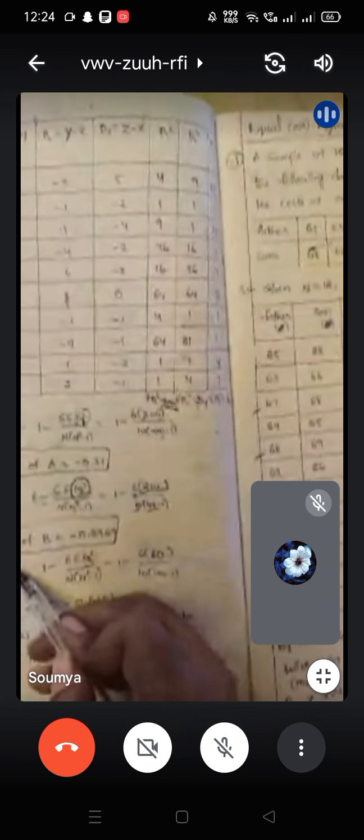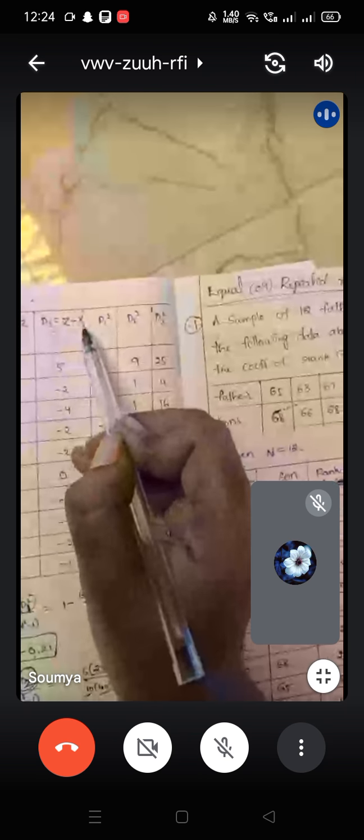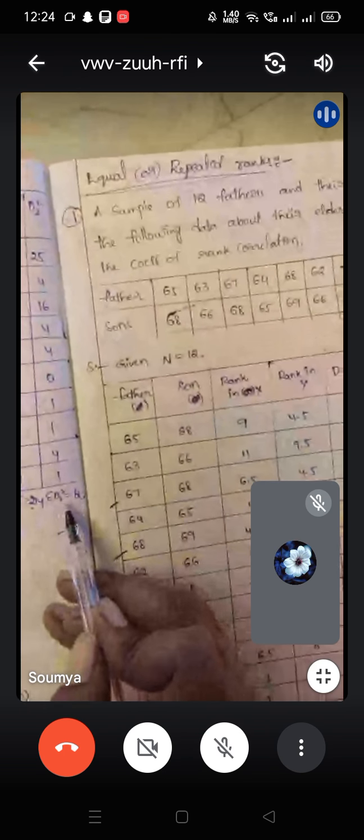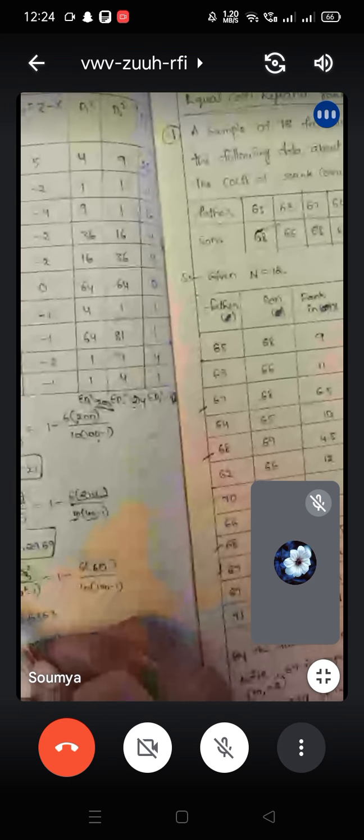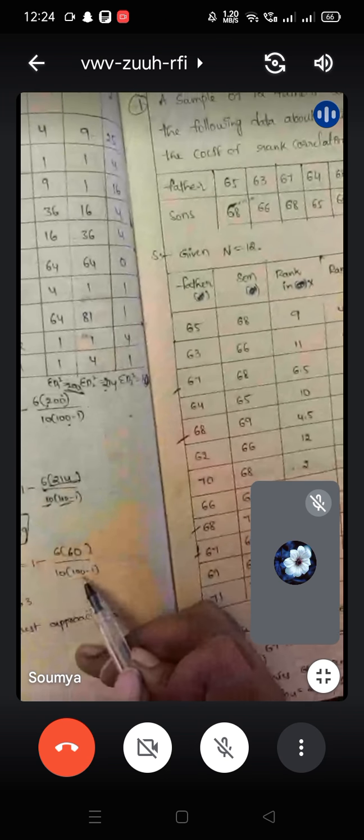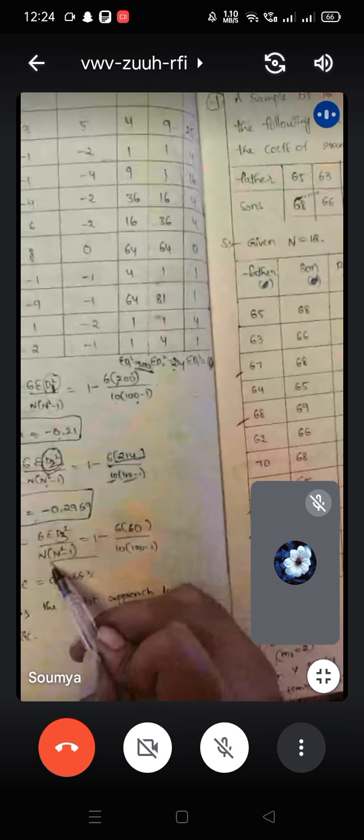Next, the rank correlation of C. For C, you have to consider d3, z minus x, that is d3 square. What is the sum? 60. So 1 minus 6 into 60 by 10 into 10 square minus 1, that is 100 minus 1, you will get.